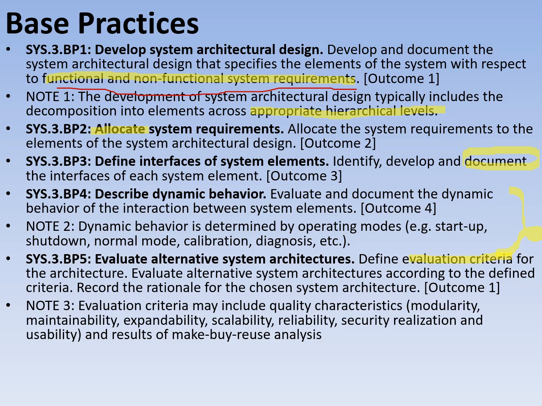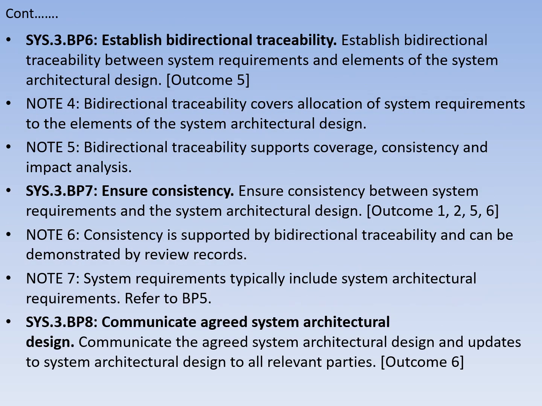Now coming to base practice 6. Again, in every SYS level you will see this bidirectional traceability, and I already emphasized the importance of establishing the bidirectional traceability. Establish bidirectional traceability between system requirements and elements of the system architectural design. Bidirectional traceability covers allocation of the system requirements to elements of the system architectural design.